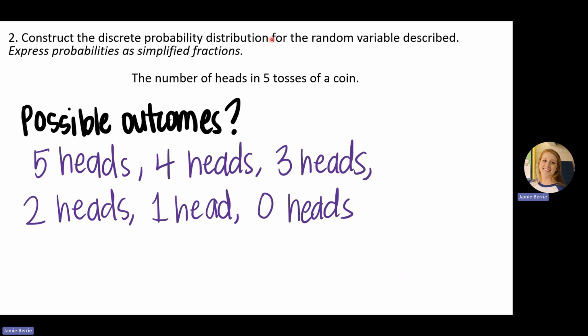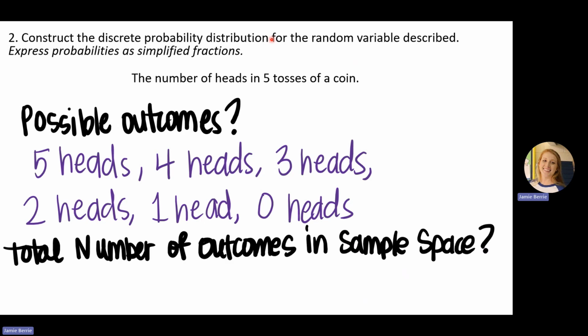So let's think about what are the total number of outcomes that are in our sample space. That's going to be important, right? Because probabilities are calculated as success over total. So we need to know what is the total number of outcomes that we're working with here.